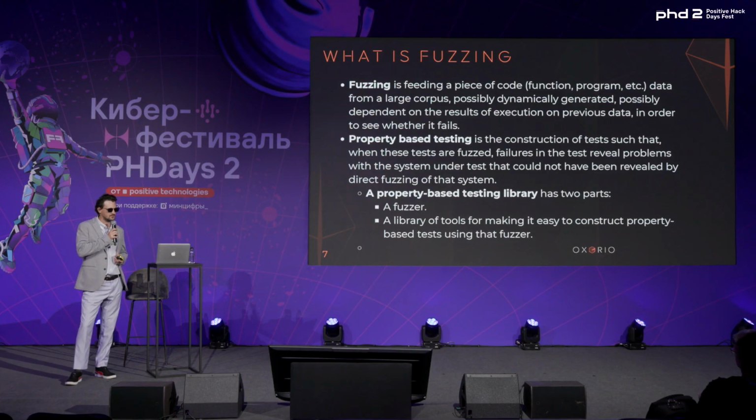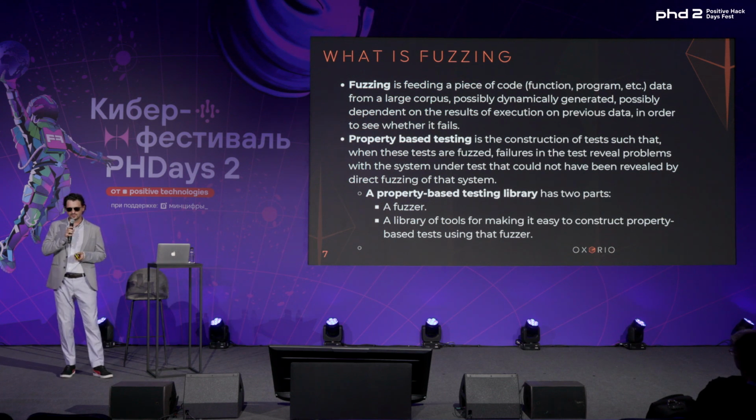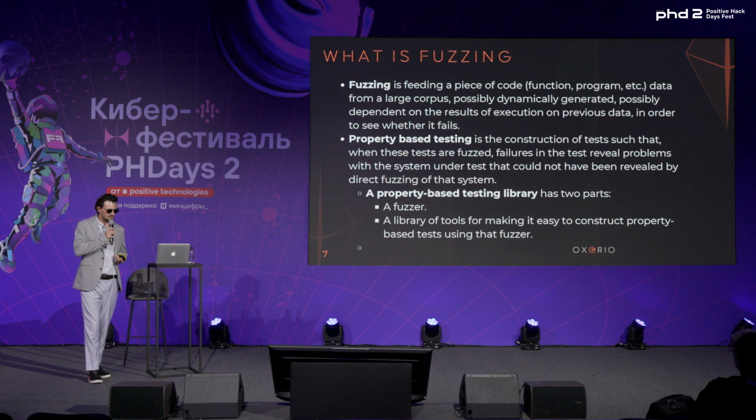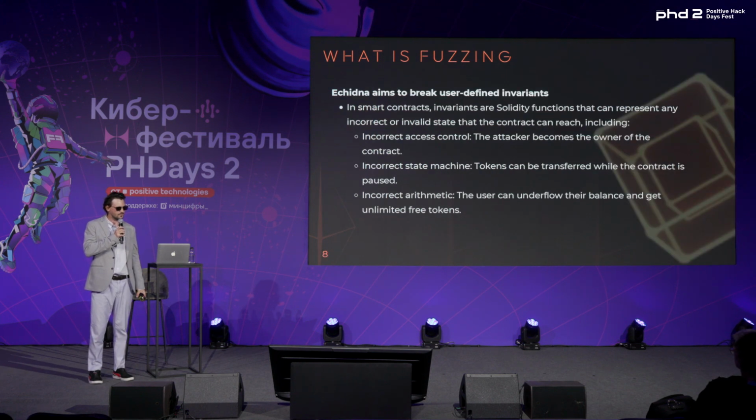Here is the definition of fuzzing. If we have this formal approach, we give certain data to the program. We send certain data, randomly generated, and we see the results of the program's execution. Then we need to have the fuzzer, and we formalize the properties.